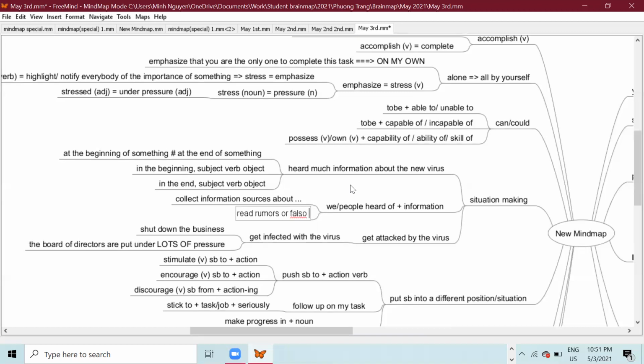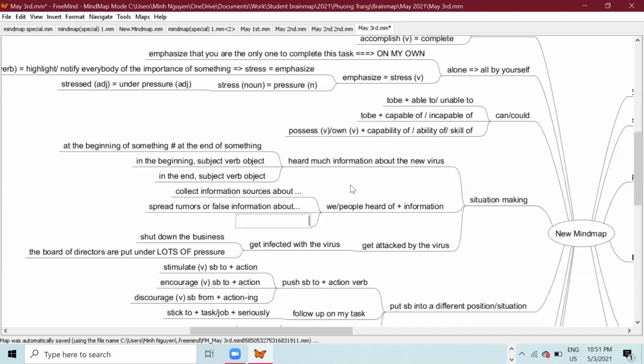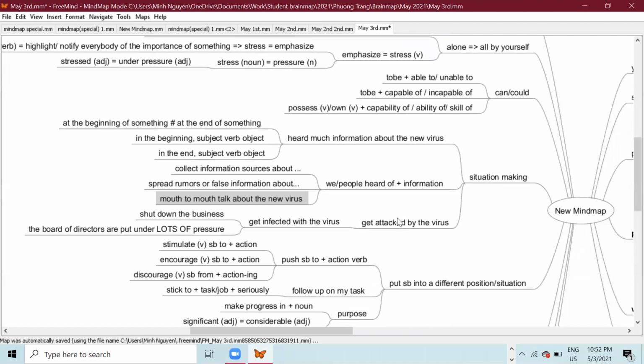or false information about the new virus, or lots of people, mouth to mouth, talk about the new virus. So this is the way. And the next one.